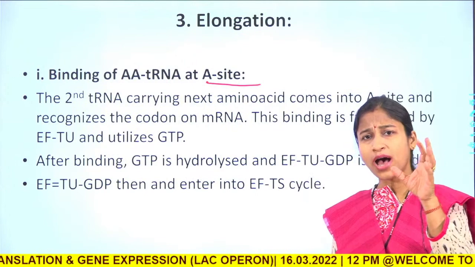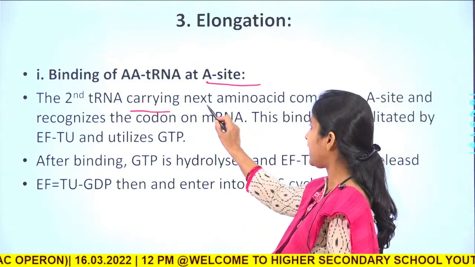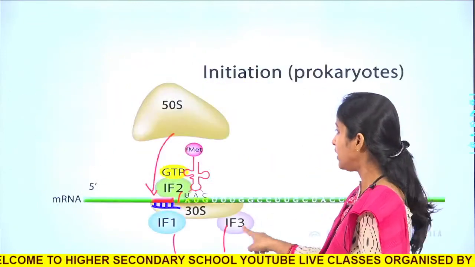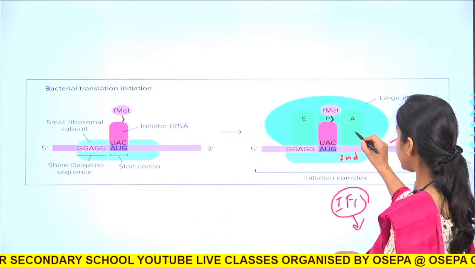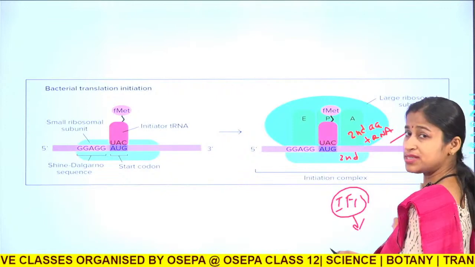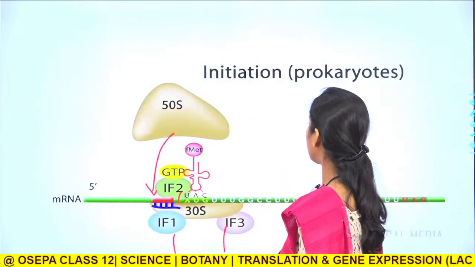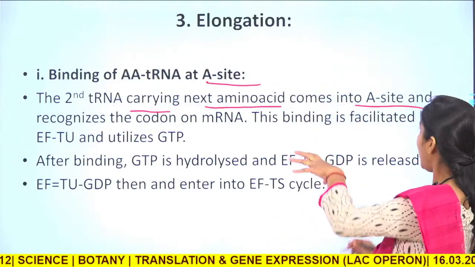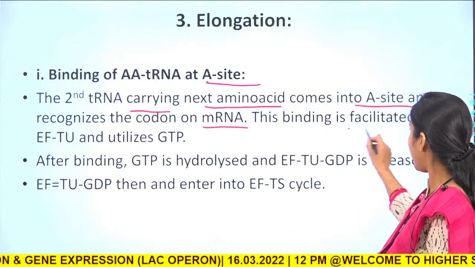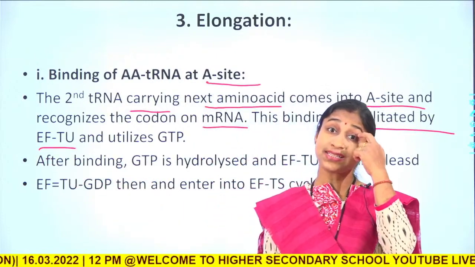So, how does the amino acyl tRNA bind to the A site? Now, the second tRNA carrying the next amino acid comes to the A site, as I already told you. Now, here the second amino acid will come with the tRNA and will bind to this place, and recognizes the codon on the mRNA. Okay. This binding is facilitated by an elongation factor called EF-Tu.